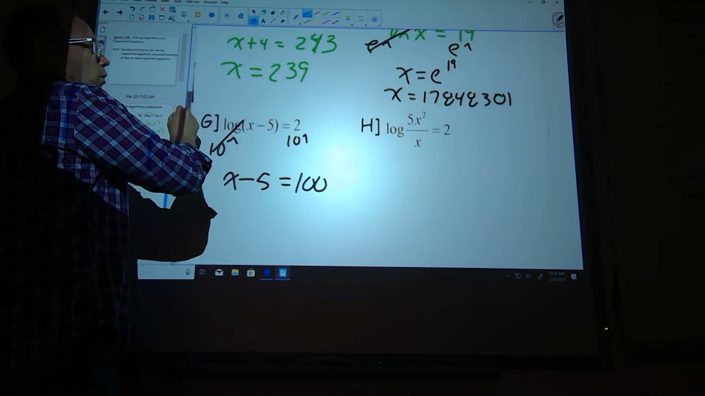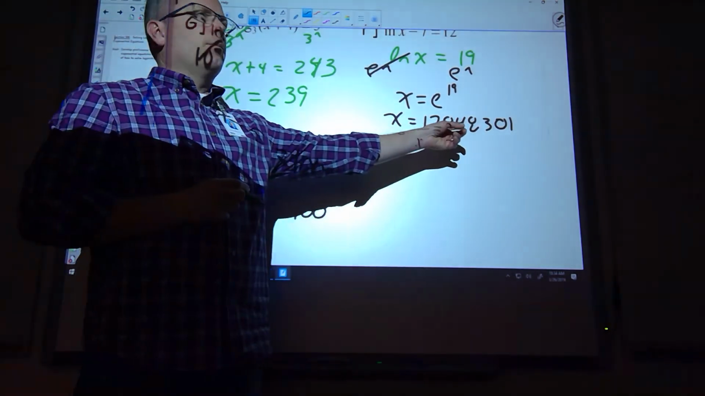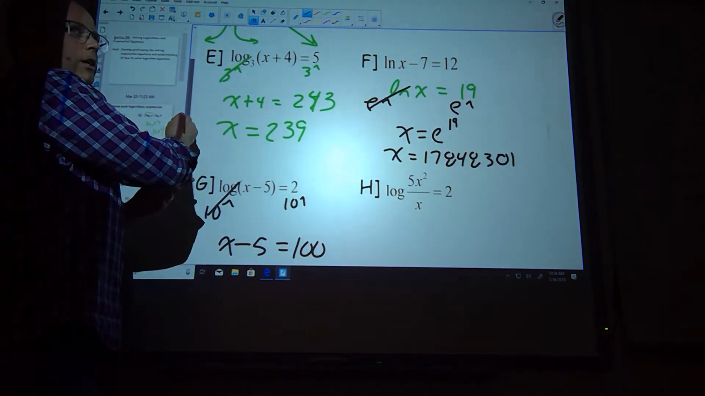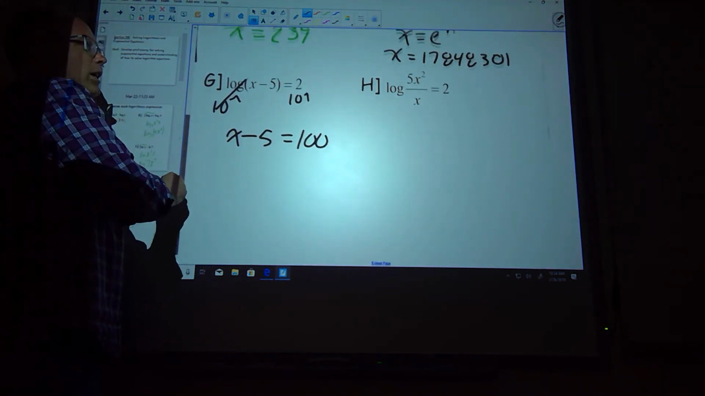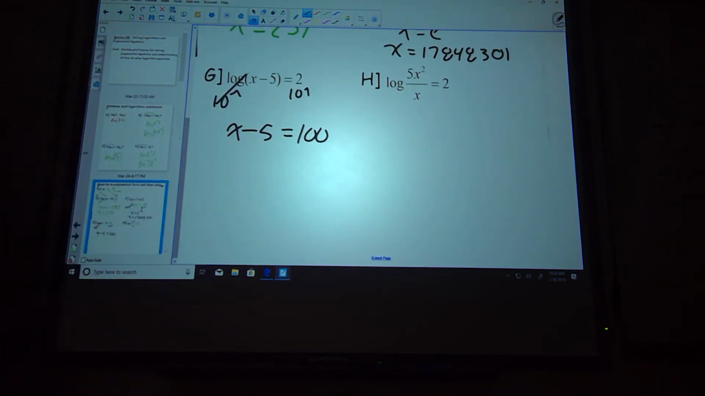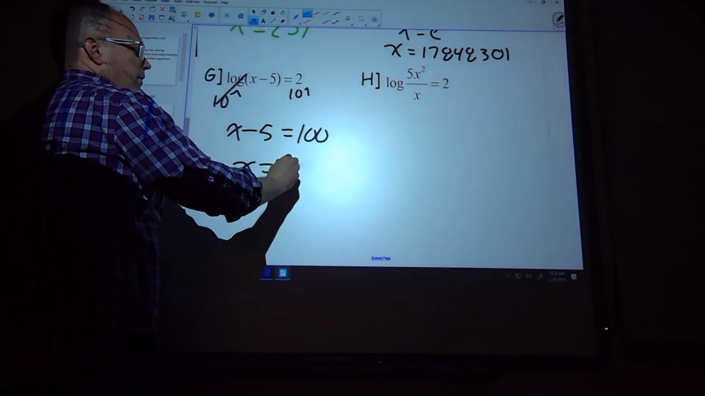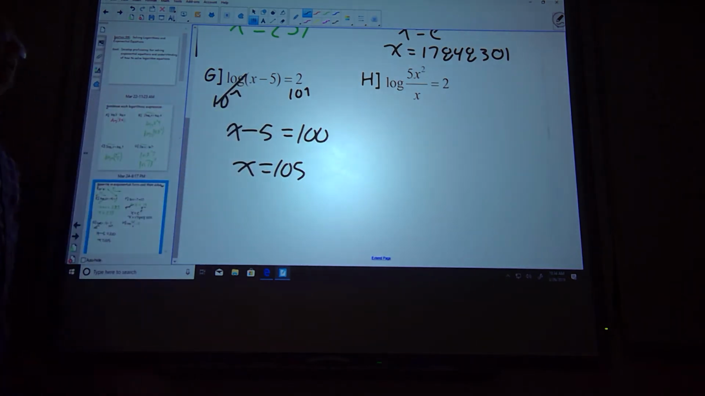Oh, here's a quick tip. You get a number this big, I much doubt if you were to plug that big into your original, you'd get a negative answer. So that's why I kind of skipped over it. So this one, x equals 105. If I take 105 and plug it in for x, do I get a log of a negative? No. Nope. So that's our solution.